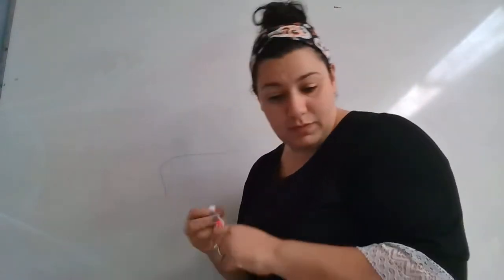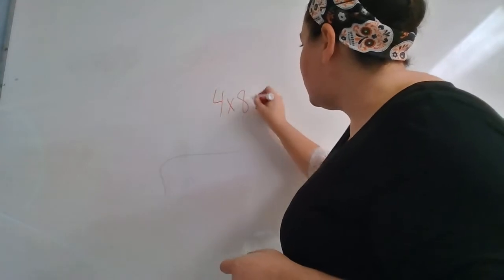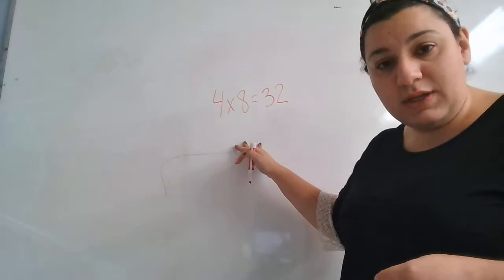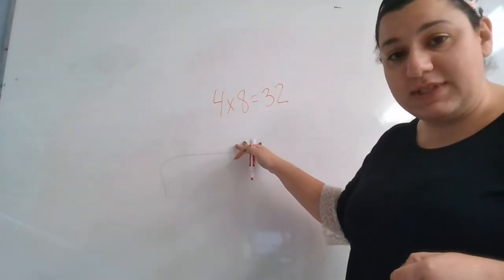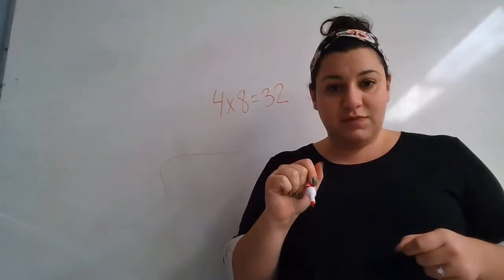Now remember, if they gave you 4 times 8 equals 32, you're going to want to pick one that is the same, that's going to equal the same thing. 4 times 8 equals 32. Is that backwards for you? No? Okay.